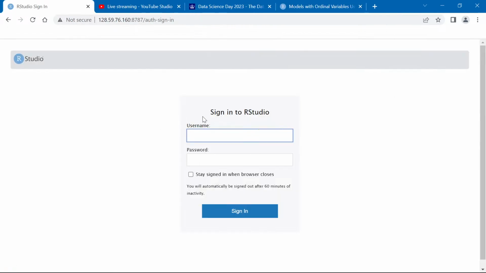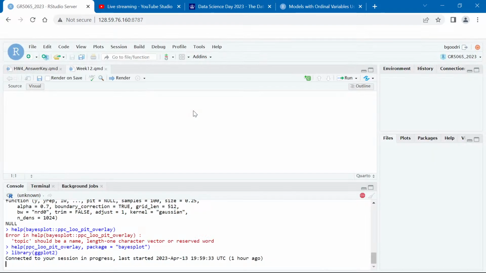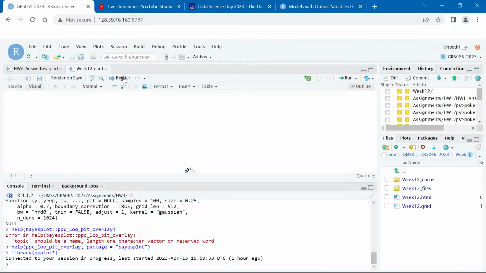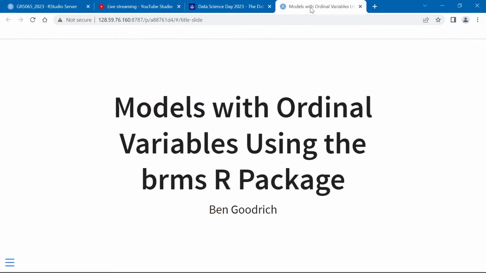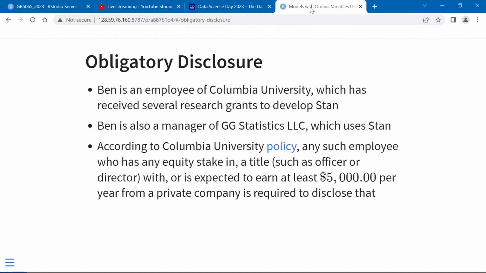All right, so let me sign into this again. Talk about ordinal models using brms. So while it's going, might as well get this out of the way.